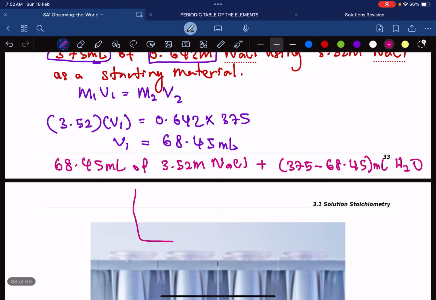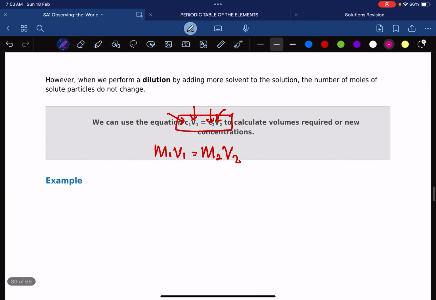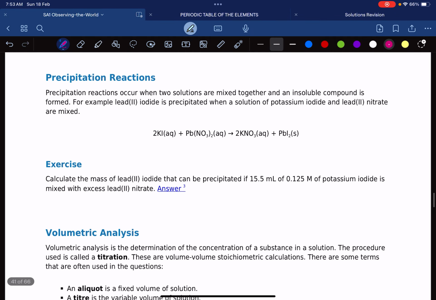So 68.45 ml will be your original sodium chloride, and then the rest of it is going to be water. The total volume here should be 375 ml. That's what it's supposed to be. The rest of it will be quite straightforward as well for you to do. So we'll stop here.